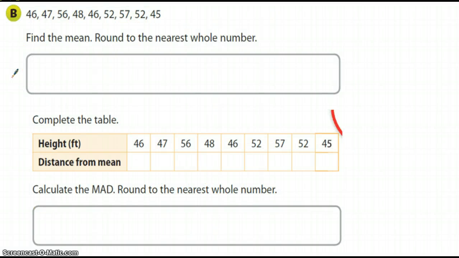So here, stop it for me, and you work B. Remember, you're finding the means, round it to the nearest whole number, subtract it from this group of data here, and once you subtract, add those numbers up, divide by how many points you have, and then that will give you your MAD. So go ahead and stop it, come back when you're done, and we'll check.